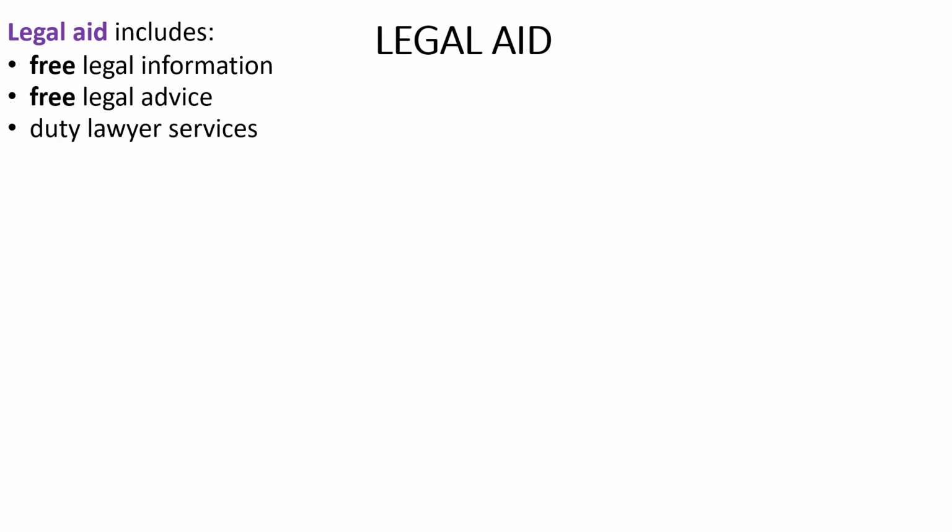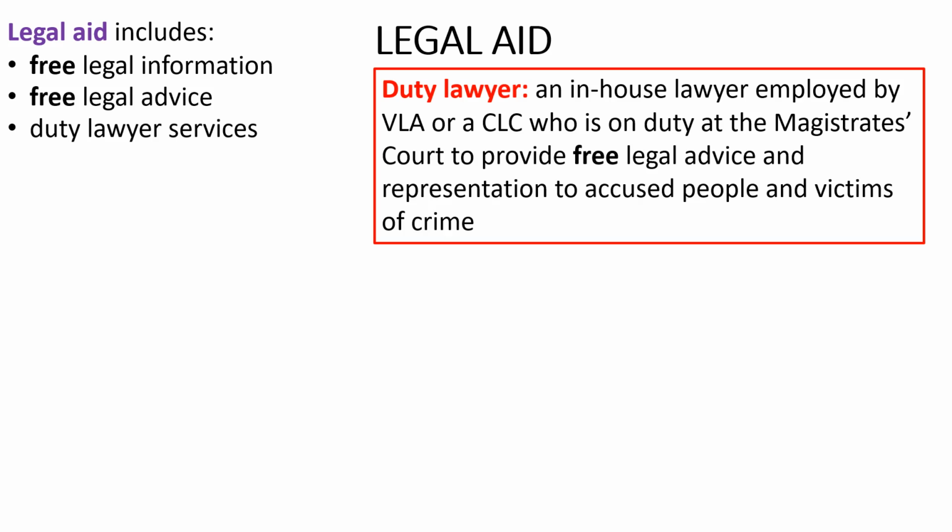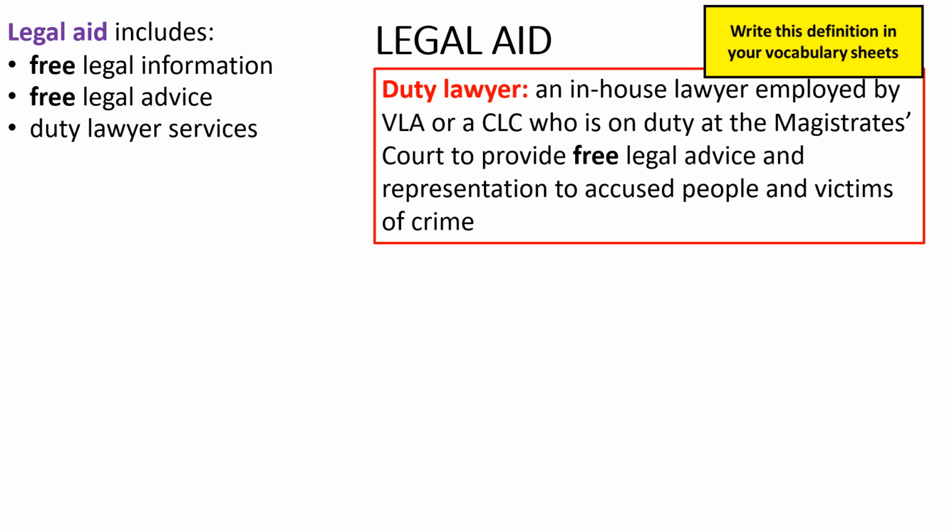The third type of legal aid is duty lawyer services. A duty lawyer is an in-house lawyer employed by Victoria Legal Aid or a community legal centre who is on duty at the magistrate's court. Duty lawyers provide free legal advice and representation to accused people and victims of crime on the day of their hearing in the magistrate's court. Look down the left-hand side of your vocabulary sheets, find the term duty lawyer and write this definition of that term in your vocabulary sheets.